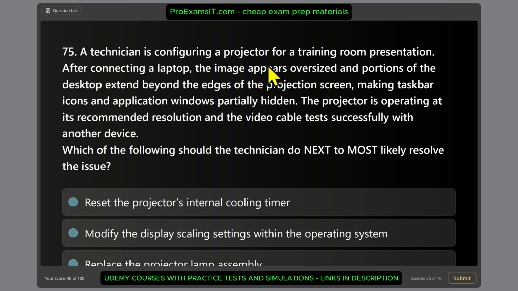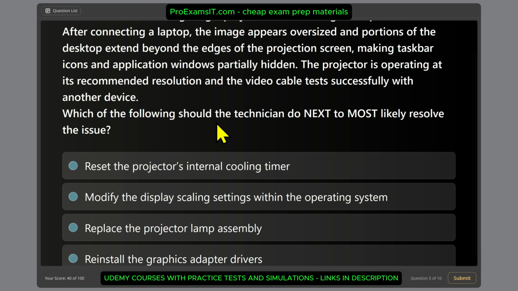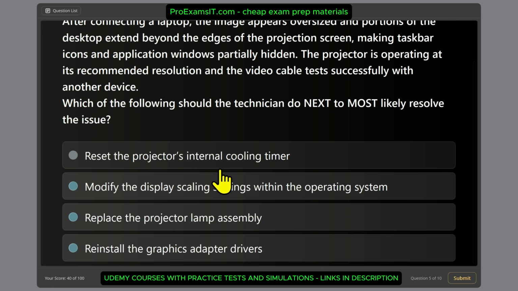Question 75. A technician is configuring a projector for a training room presentation. After connecting a laptop, the image appears oversized and portions of the desktop extend beyond the edges of the projector screen, making taskbar icons and application windows partially hidden. The projector is operating at its recommended resolution, and the video cable tests successfully with another device. So which of the following should the technician do next to most likely resolve the issue? Reset the projector's internal cooling timer, modify the display scaling settings, replace the projector lamp assembly, or reinstall the graphics adapter drivers.